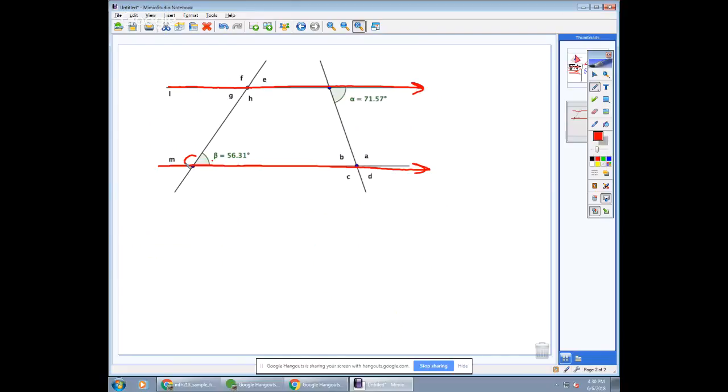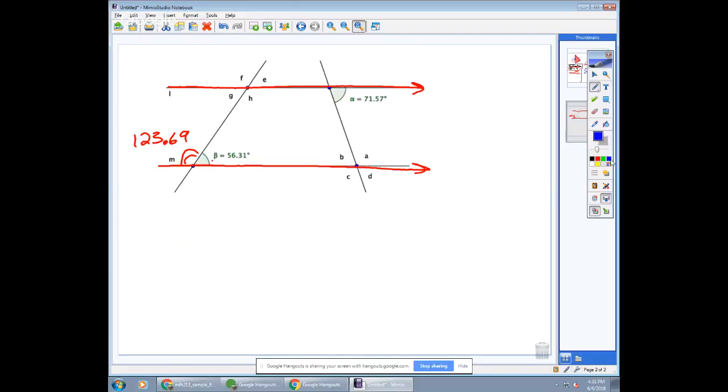Do we know the angle right next to M to the left there? Probably would just be 180 minus that. So somebody help me out with the calculator. What's 180 minus that? 123.69. 123.69. So I'm going to need that in a minute. So I'm going to focus on the E, F, G, and H.